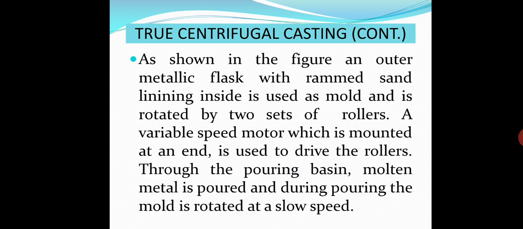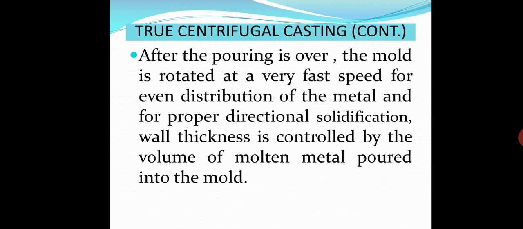As shown in the figure, an outer metallic flask with rammed sand lining inside is used as mold and is rotated by two sets of rollers. I have already explained. A variable speed motor which is mounted at the end is used to drive the rollers. Through the pouring basin, molten metal is poured, and during pouring the mold is rotated at a slow speed. After the pouring is over, the mold is rotated at a very fast speed for even distribution of the metal and for proper directional solidification. Wall thickness is controlled by the volume of molten metal poured into the mold.